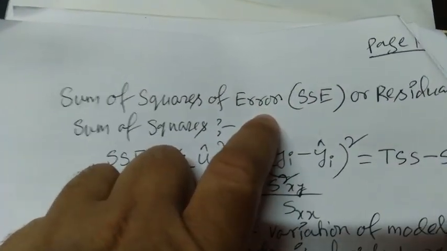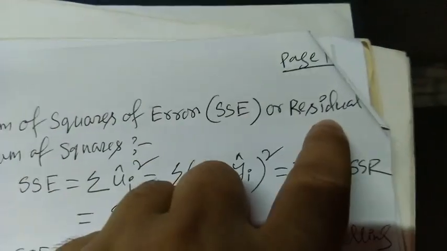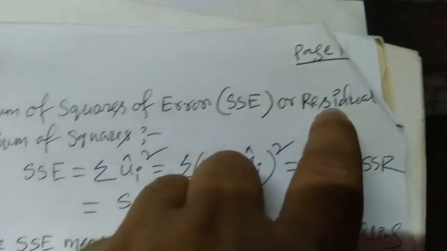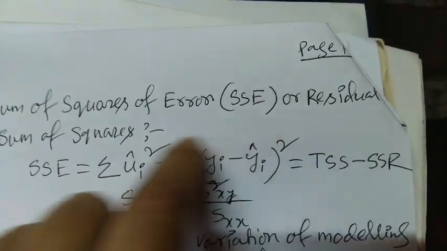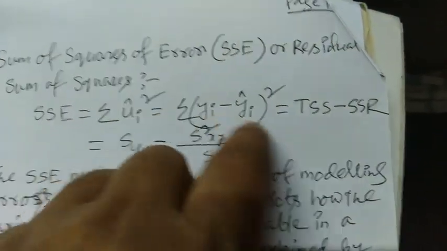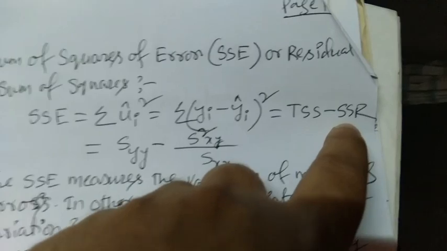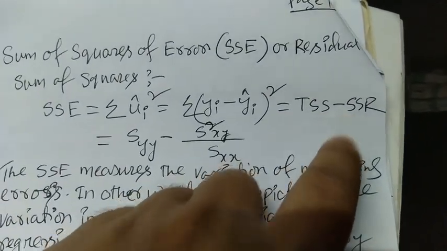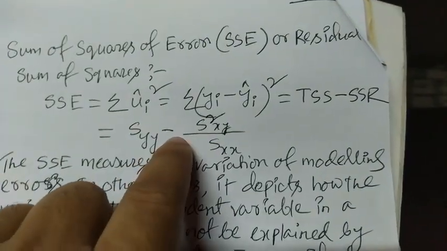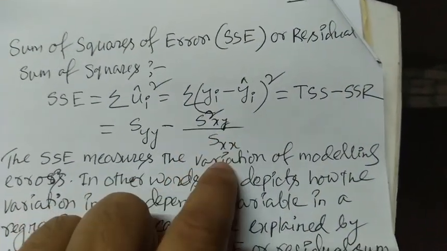Always remember, the synonym of error is residual. So sum of squares of error, in short SSE, can also be said as residual sum of squares. The formula for SSE is this one. In short, we can calculate it: SSE is equal to TSS minus SSR. That means TSS is equal to SYY, so SYY minus SSR. We have already seen the formula for SSR is S squared XY divided by SXX.